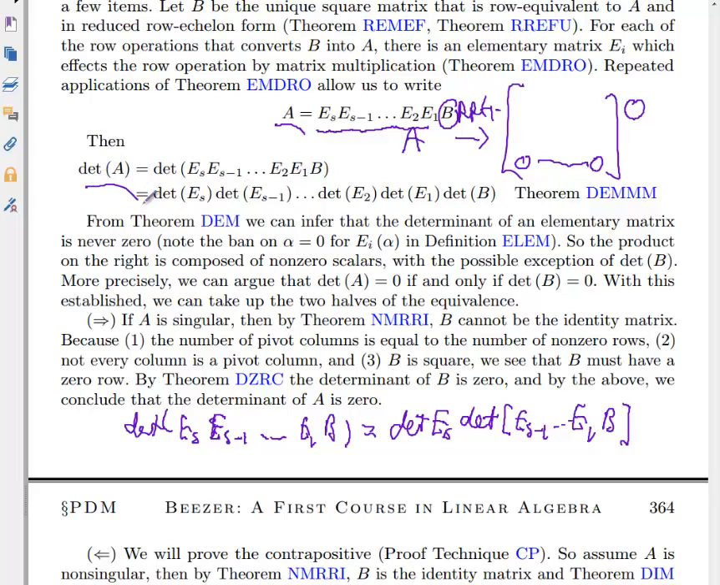The determinant of A is the product of the determinants of the elementary matrices times the determinant of B. But the determinant of B is 0. So it doesn't matter what these numbers are, the product is going to be 0. Determinant of A is 0, period. Okay, so A is singular.